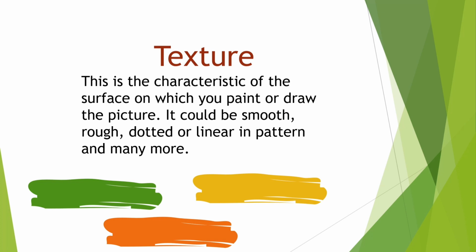That surface will be having a characteristic, and that characteristic is it could be smooth, it could be rough, it could be dotted, or it could be linear in pattern, and many more. So the surface which you are using, the characteristic of that surface will be the texture. Right? So this is the characteristic of the surface on which you paint or draw the picture. It could be smooth, rough, dotted, or linear in pattern, and many more. So this was the texture. This is also one of the special element of art.